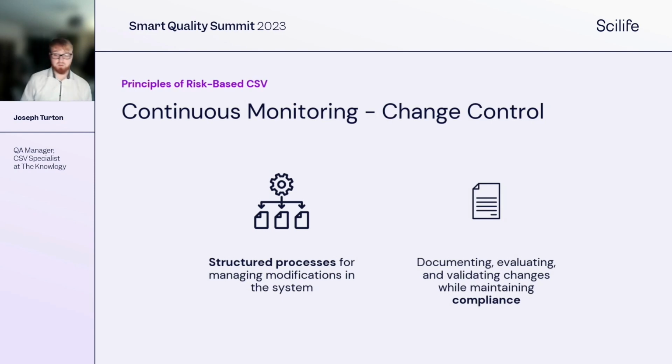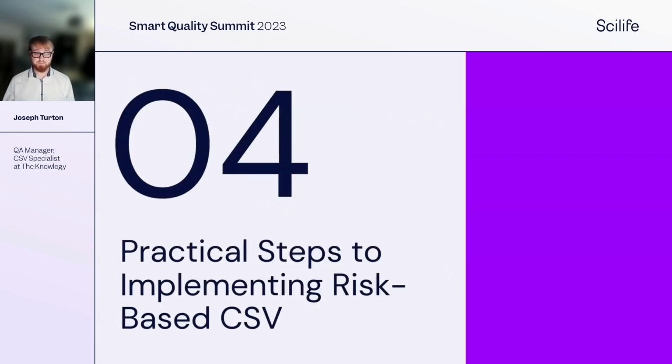I could talk about change control and its implementation for a whole session, but ensure you have a structured process for managing modifications to systems once they're in operation. This process needs to document the change, evaluate the possible risk and any possible impacts of the change, and then carry out any testing or validation as necessary. Let's talk about the practical steps now.